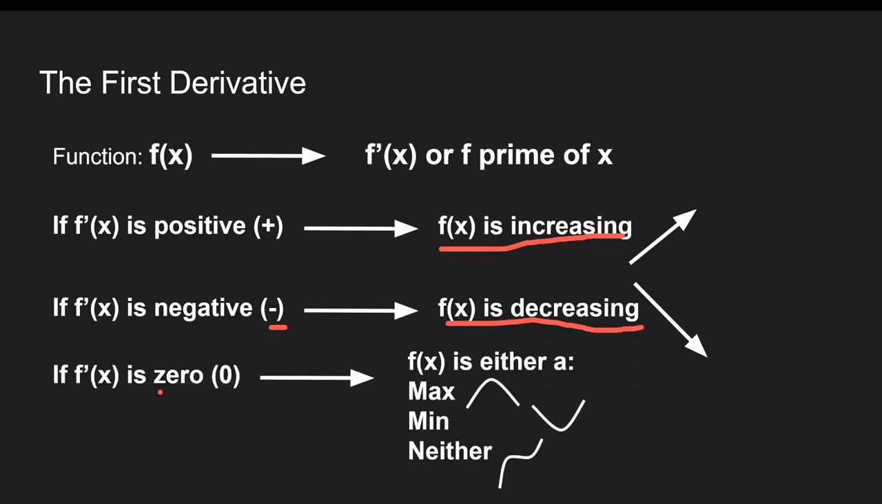Now, if f prime of x is 0, it's a little more complicated than a negative or positive situation. It can be an extremum, like a max or min, like pictured here, or it can be neither. And I'm going to explain this more on the next slide.